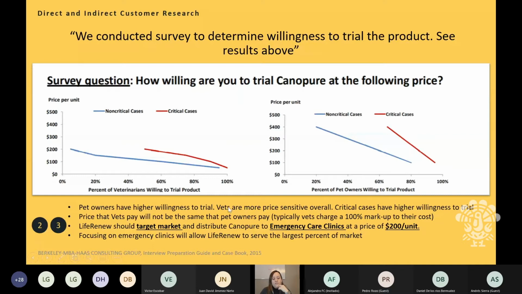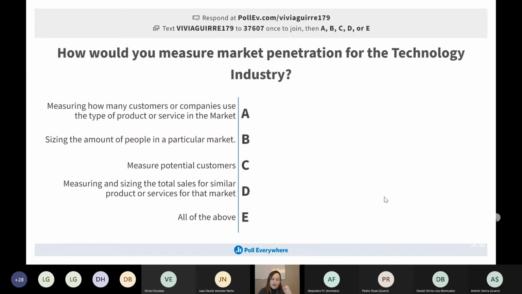So they decided, you know what, our target market will be emergency clinics. Pet owners are willing to pay a little bit more, and even if the veterinarian doesn't want to pay $200, they understand that the indirect customer, the pet owner, will pay that price. So they decided to price it at $200 per unit. And that's how they determined a price for their product without knowing the cost. Similar exercises you need to do for your product or service. So I'm going to stop there.